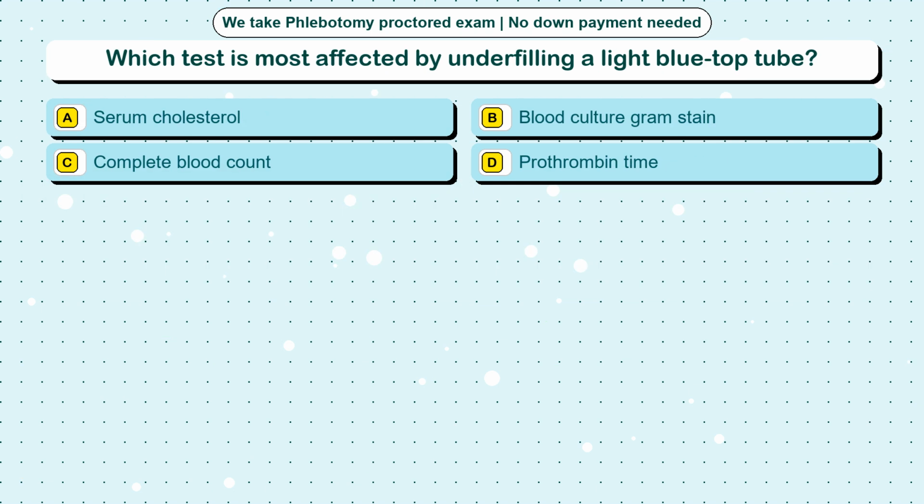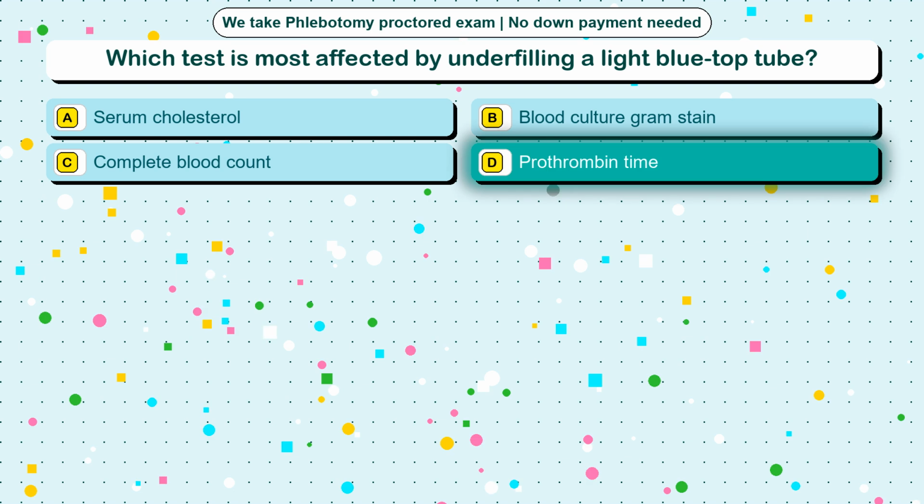Question 90. Which test is most affected by underfilling a light blue top tube? Option A. Serum cholesterol. Option B. Blood culture gram stain. Option C. Complete blood count. Option D. Prothrombin time. The correct answer is option D.